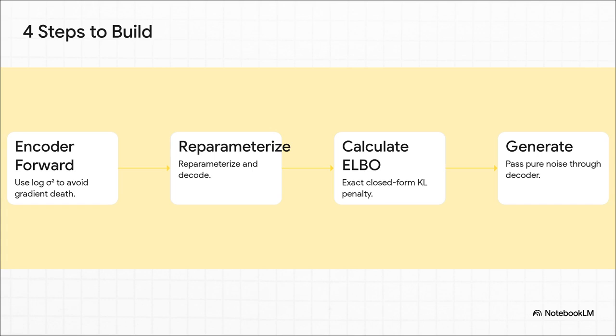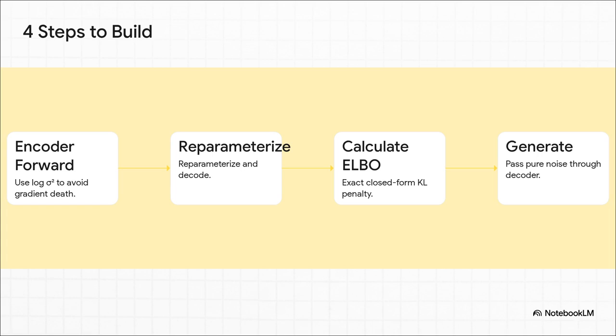Step 1. The encoder forward pass. And hey, massive pro tip here, make sure you use the log of sigma squared. If you don't do this, your network output gets constrained, and your gradients will likely just die right out at 0. Step 2. Apply that reparameterization trick we just talked about and decode.